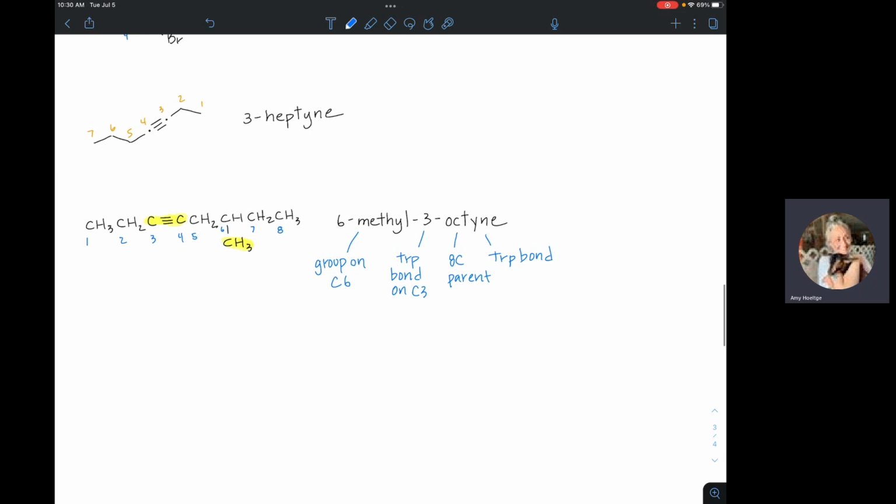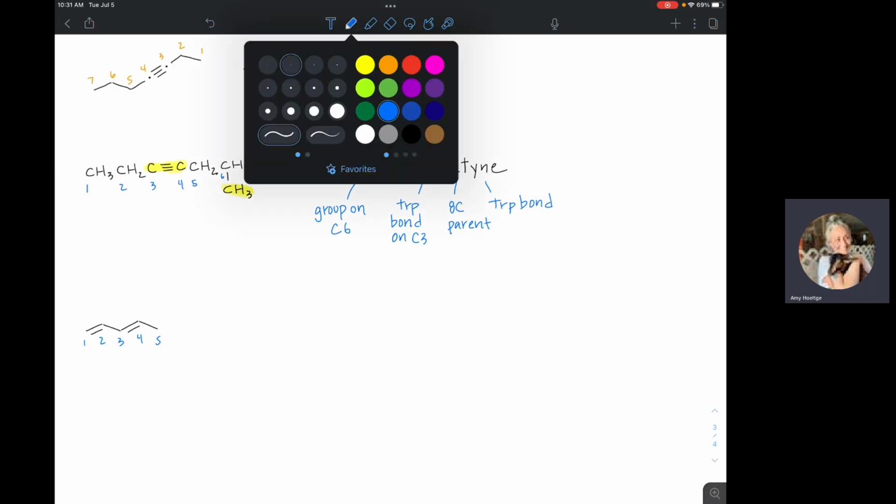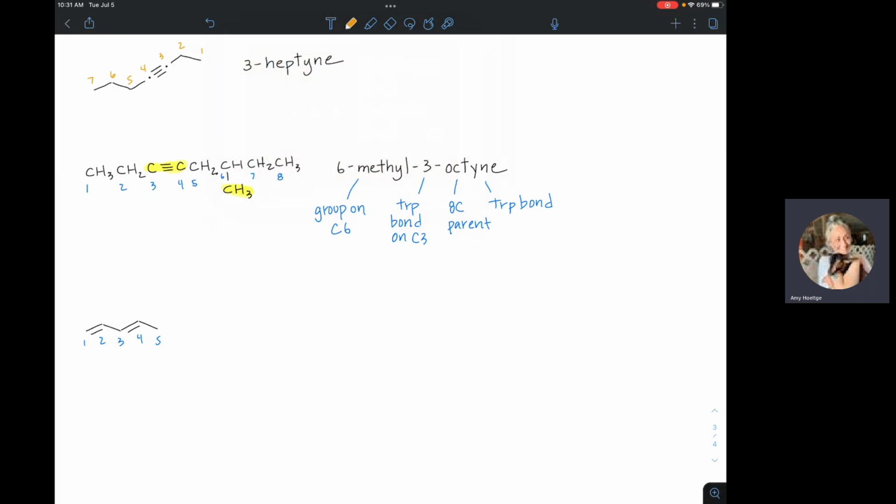Let me show you one last example. Why don't we take an alkene where we've got a couple of double bonds. So keep it simple. If I number this from left to right, I have 1, 2, 3, 4, 5. So the longest continuous chain has 5 carbons. So that's a penta something, right? Or pent something. If I go from right to left, 1, 2, 3, 4, 5.